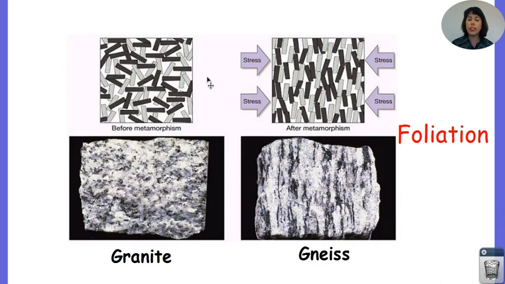It might appear that this sample of gneiss, a metamorphic rock, has some layers, but they're not like the layers that we'd find in a sedimentary rock. A sedimentary rock would have continuous layers, while in our metamorphic rock, the layers are not continuous. They're disjointed and deformed.